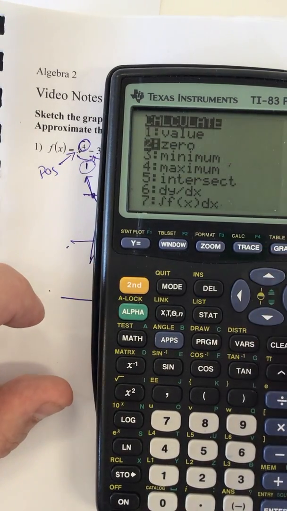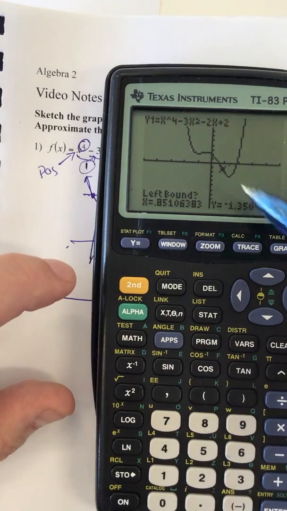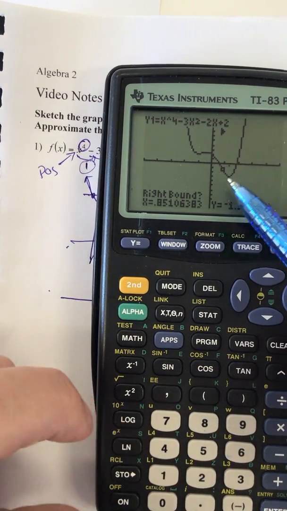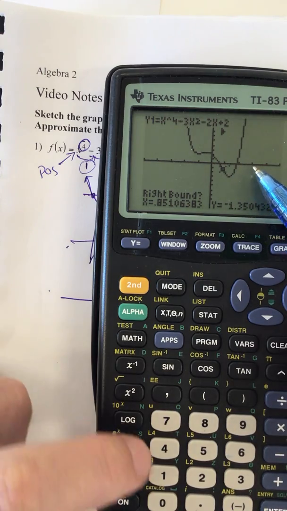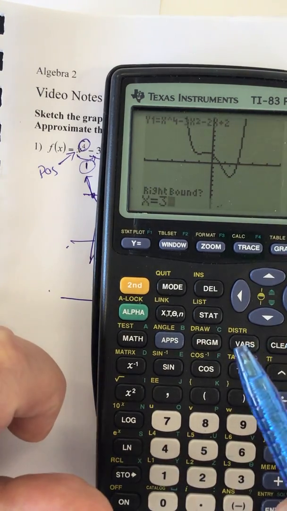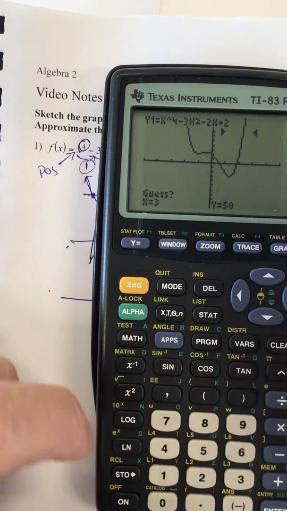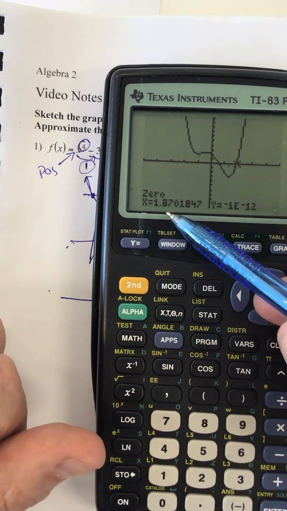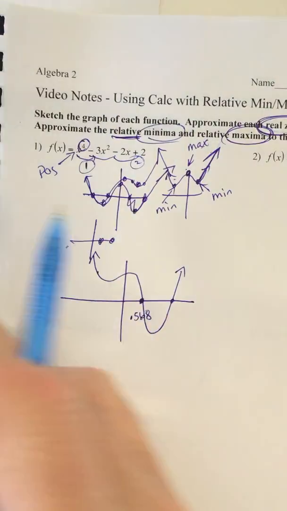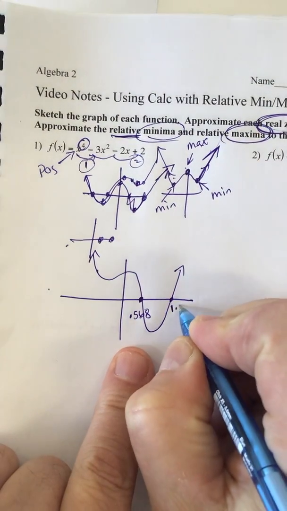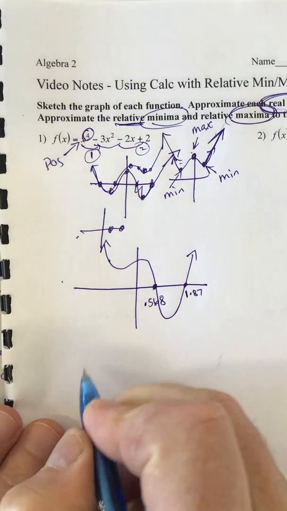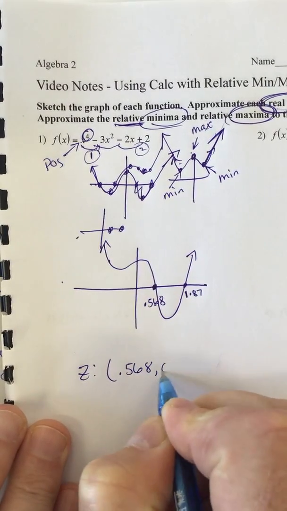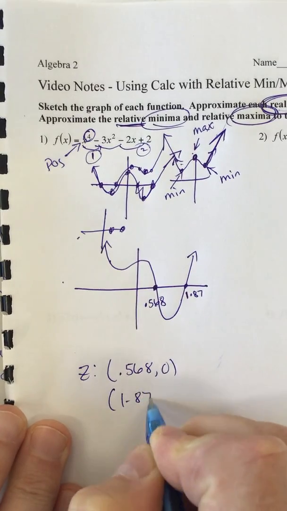Second, calculate another 0, go to the left. Well, I'm already to the left, so I'll hit enter. Go to the right. I think I'll just type in the number 3 there. Seems faster than moving the bug, so it's going to search between there. Hit enter. That 0 is at 1.87. So this dot right here is 1.87. So there's the zeros. The zeros are at 0.568 and 1.87.